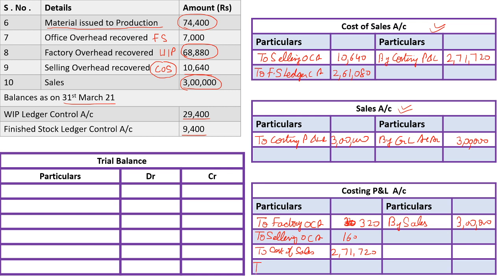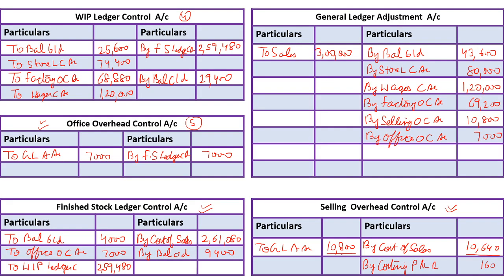So to find out profit, and the profit is transferred to general ledger adjustment account. So our profit here is 27,800, which is transferred to GLA. Now we do the reverse entry in the GLA by costing P&L account with rupees 27,800. Now we balance our last account, which is general ledger adjustment account, and here our balancing value is 58,400.